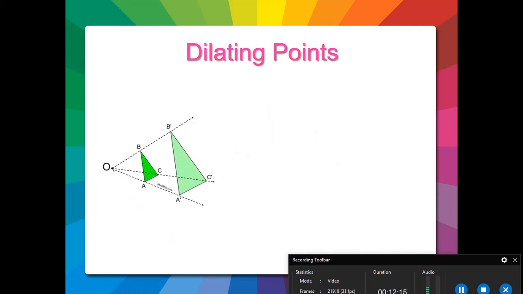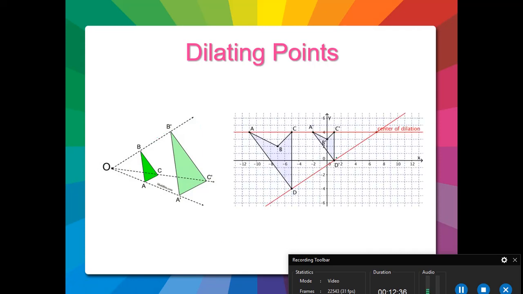Here's a picture of a center of dilation. The green triangle, ABC, was the pre-image. It blew up to be the larger prime image, but you can see by connecting A and A prime, we could actually locate O, our center of dilation, if it wasn't known to us. And you would need a couple sets of lines to actually find that. Same thing is true here. We took our pre-image, ABCD, and we shrunk it down to A prime, B prime, C prime, D prime. Without the center of dilation provided, we would have to draw lines to actually locate its position.